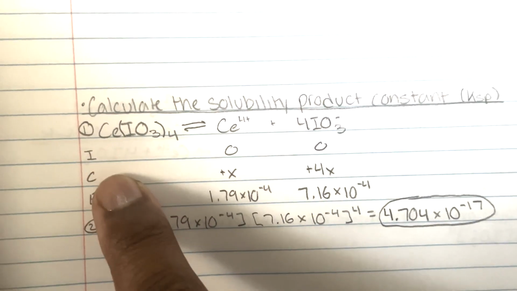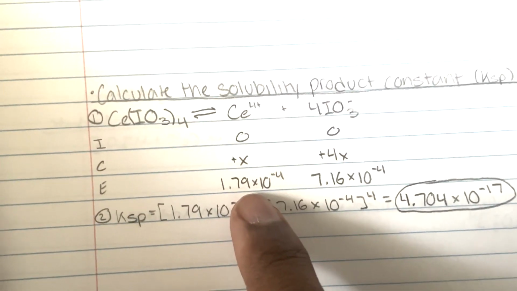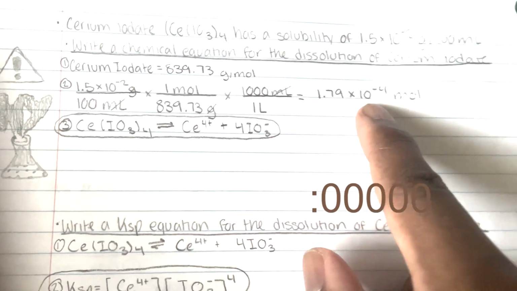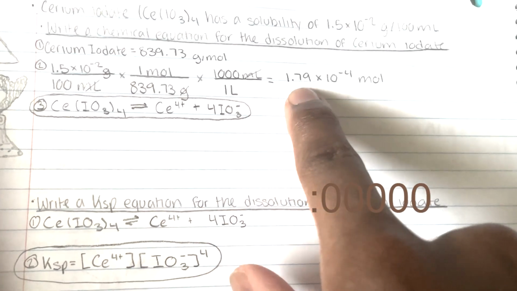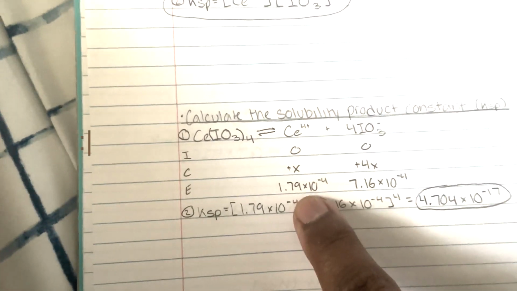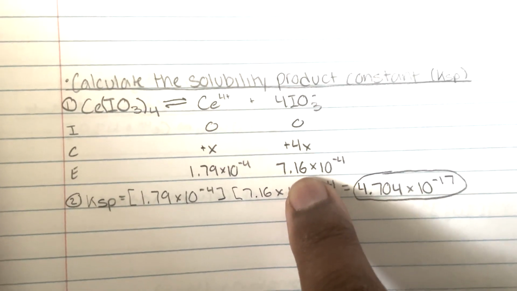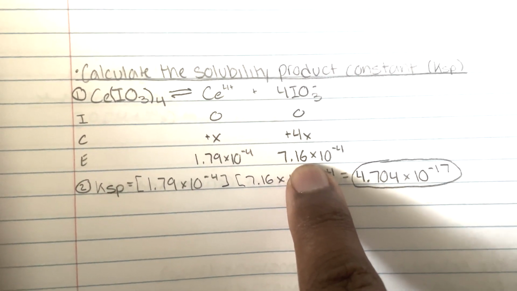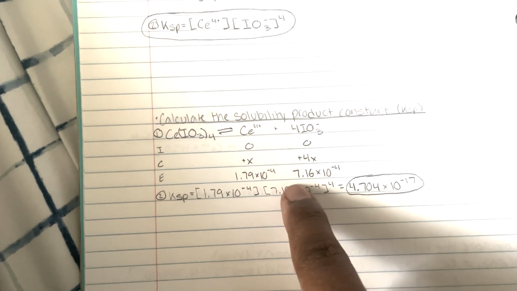Now, the equation after the initial change is added up. Boom, x. How'd I get 1.79? Look how it all comes together. The 1.79 is x. And then right here, how'd I get 7.16 times 10 to the minus 4? It's 4x because of this right here.